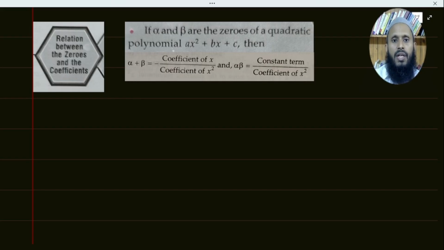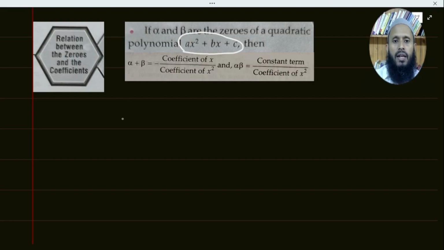If alpha and beta are the zeros of a quadratic polynomial ax square plus bx plus c, then alpha plus beta equal to minus coefficient of x by coefficient of x square and alpha beta equal to constant term by coefficient of x square. Okay.